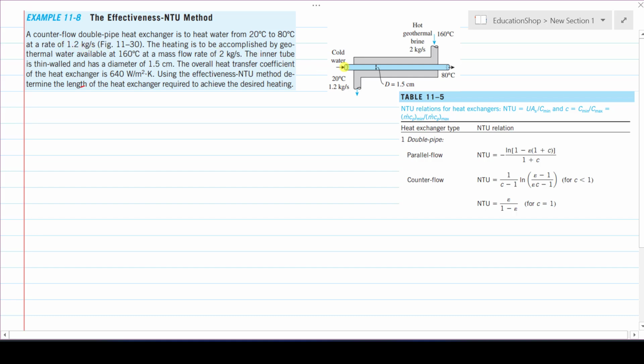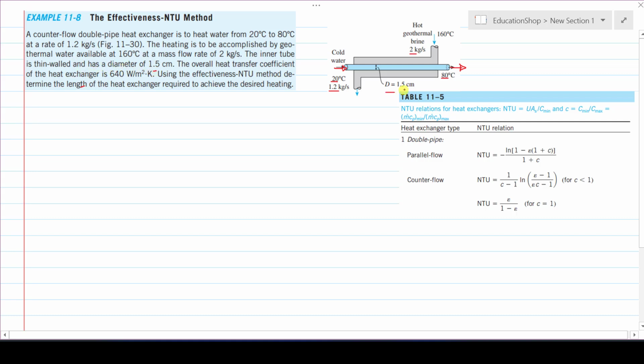You can see in the figure the water is in this tube, coming in at 20 centigrade, and the mass flow rate of the cold water is 1.2 kg per second. The heating is to be accomplished by geothermal water entering at the shell side at 160 centigrade, and its mass flow rate is 2 kg per second. The inner tube is thin walled and has a diameter of 1.5 centimeter.